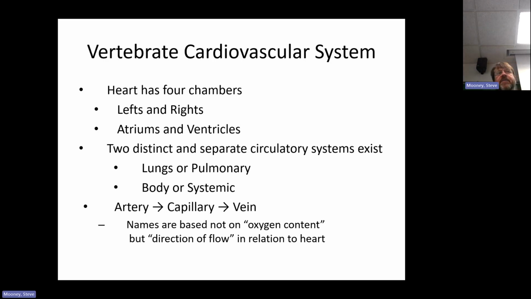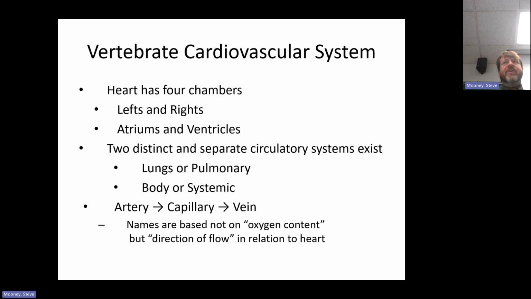The one we're exposed to, the aorta, the body system, yes, the arteries have oxygen in them. But in the pulmonary system, there's no oxygen in the arteries that leave the heart. So it's more about the direction of flow in relationship to the heart. Generally, arteries are going to leave the heart. Veins are going to come back to the heart. And that's not 100% perfect, but that's a good way to think about it.